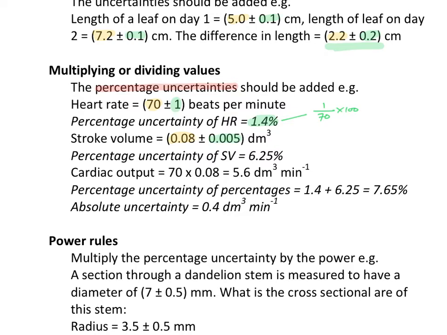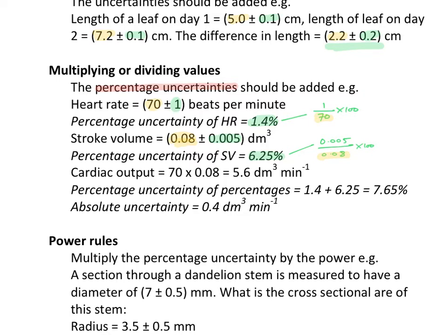So then they've got the error here of 6.25 just by doing 0.005 divided by 0.08 times 100. So that's where that number's come from. And just to make it really clear, that's the 0.08 that's over here, and that's the 0.005, and that's the 70 that's over there.